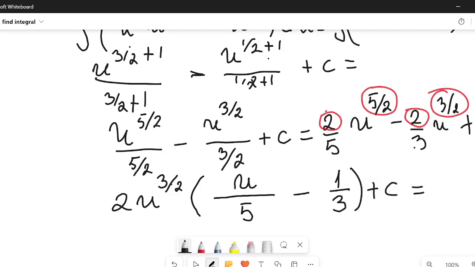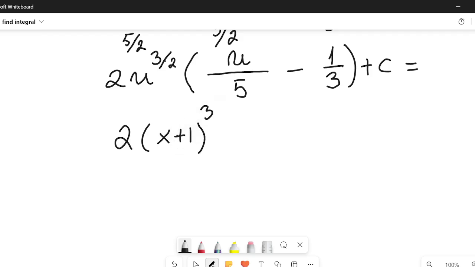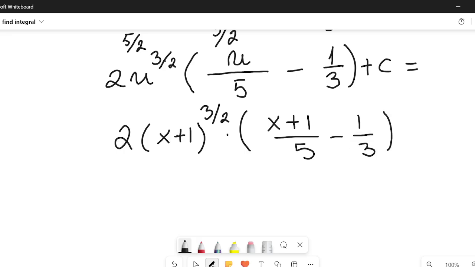Now what I'm going to do? Now I'm going to substitute. Instead of u, I'm going to go back to x. So how much was u? u was x plus 1. So I'm going to substitute here x plus 1 to the power 3 over 2, and then times x plus 1 over 5 minus 1 over 3, plus c.